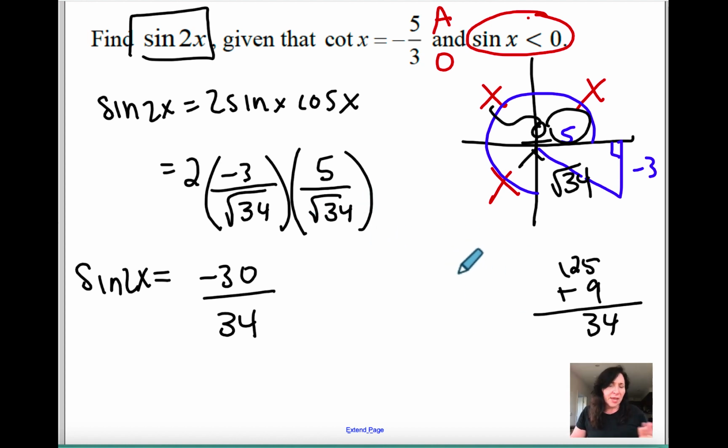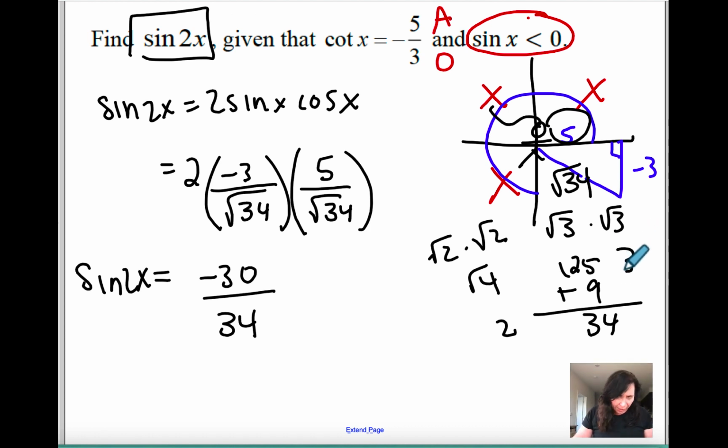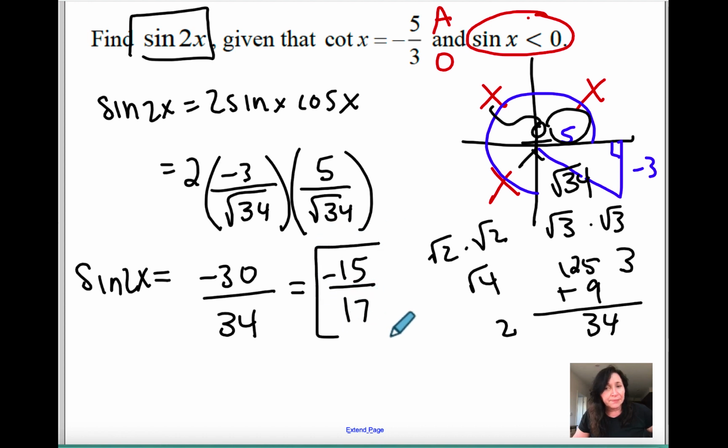I know some kids get confused with that. Think of it like this. The square root of 2 times the square root of 2, you think, oh, that's the square root of 4, which is 2, whatever's inside. Or the square root of 3 times the square root of 3, well, that's the square root of 9, which is 3. So basically, if I said the square root of 50 times the square root of 50, I'm going to get 50. All right. Also, you can reduce this. If I divided this by 2, I get negative 15 over 17. All right. I took both answers.